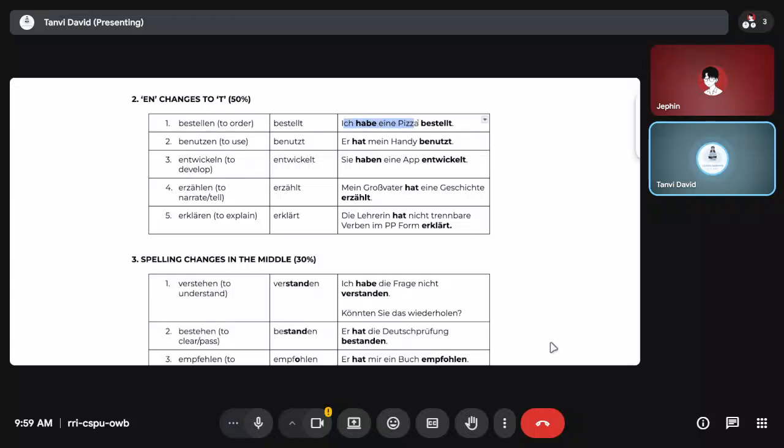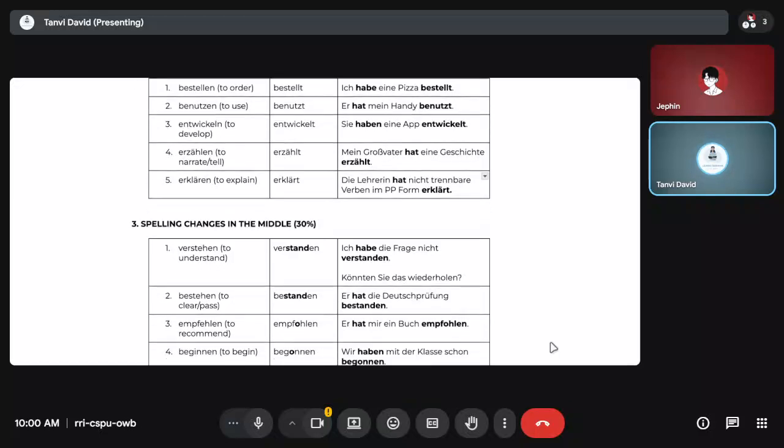So here we're saying, ich habe eine Pizza bestellt. Er hat mein Handy benutzt. Sie haben eine App entwickelt. Mein Großvater hat eine Geschichte erzählt. Die Lehrerin hat nicht trennbare Verben im Participle Perfect Form erklärt. The teacher explained nicht trennbare Verben in Participle Perfect Form. So just a T at the end, but no GE. Remember, no ge, benutzt, ge, erzählt, nothing of that sort.